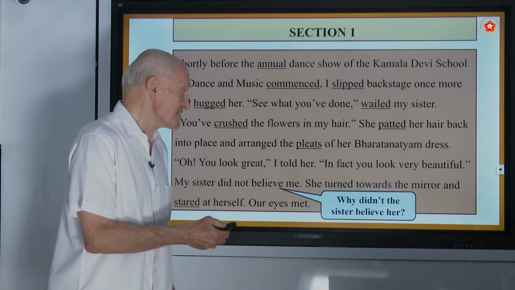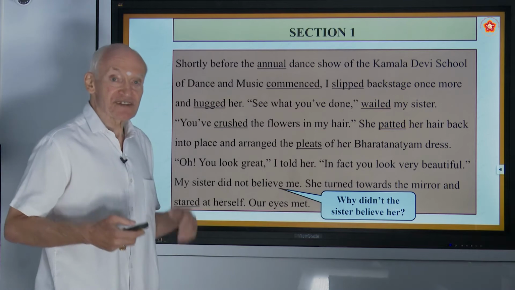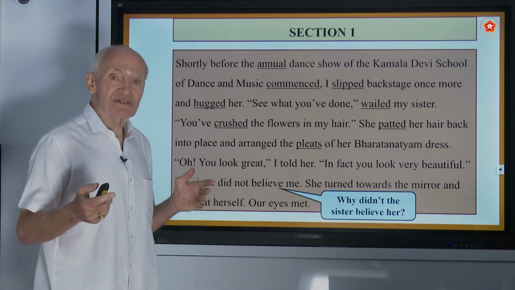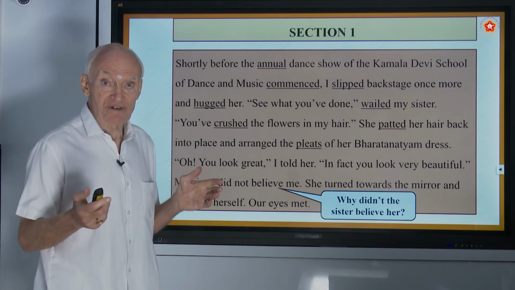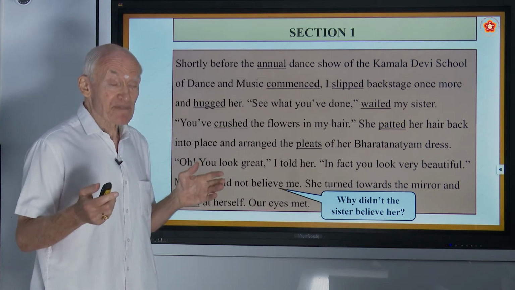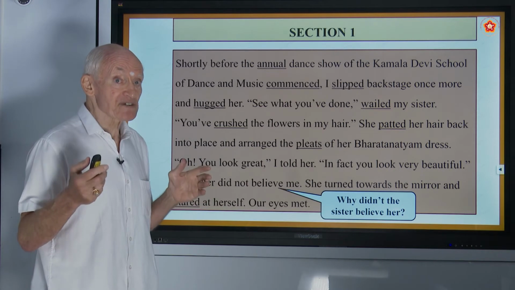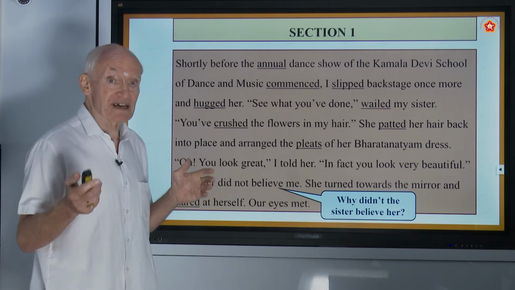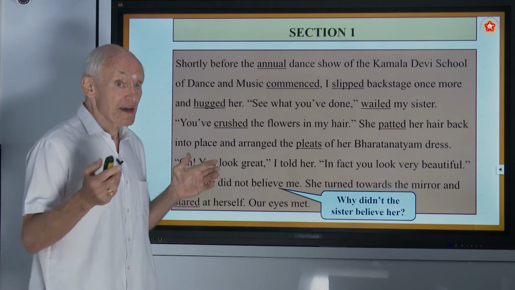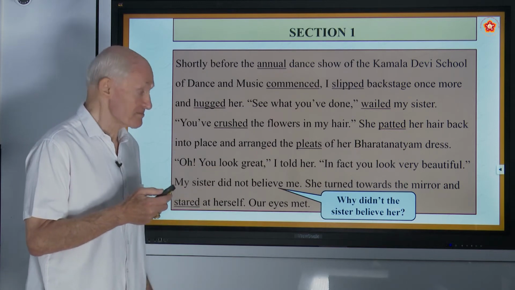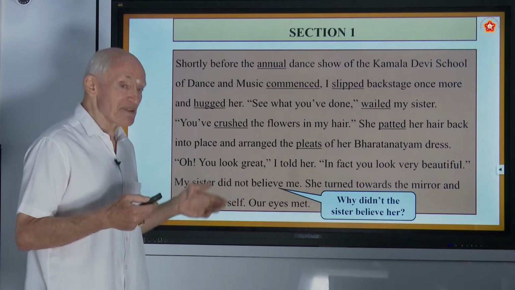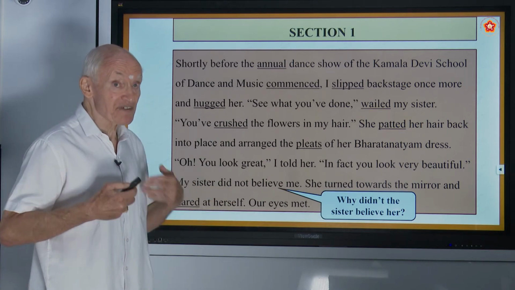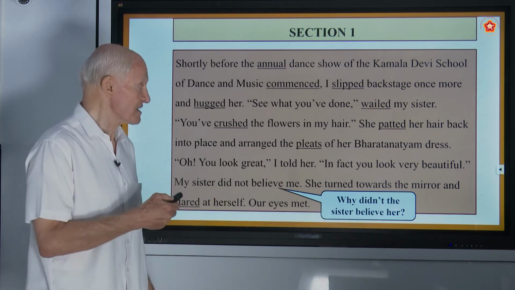Why did her sister not believe her? She said, "You look beautiful." But sisters are just that way. They think sometimes there's an ulterior motive, okay? She did look beautiful, but you'll find out she has darker skin than her sister. Simi has really light skin. She's very fair. And Ardhana has darker skin. So the older sister didn't believe that she looked fantastic because she didn't feel that she looked fantastic herself.